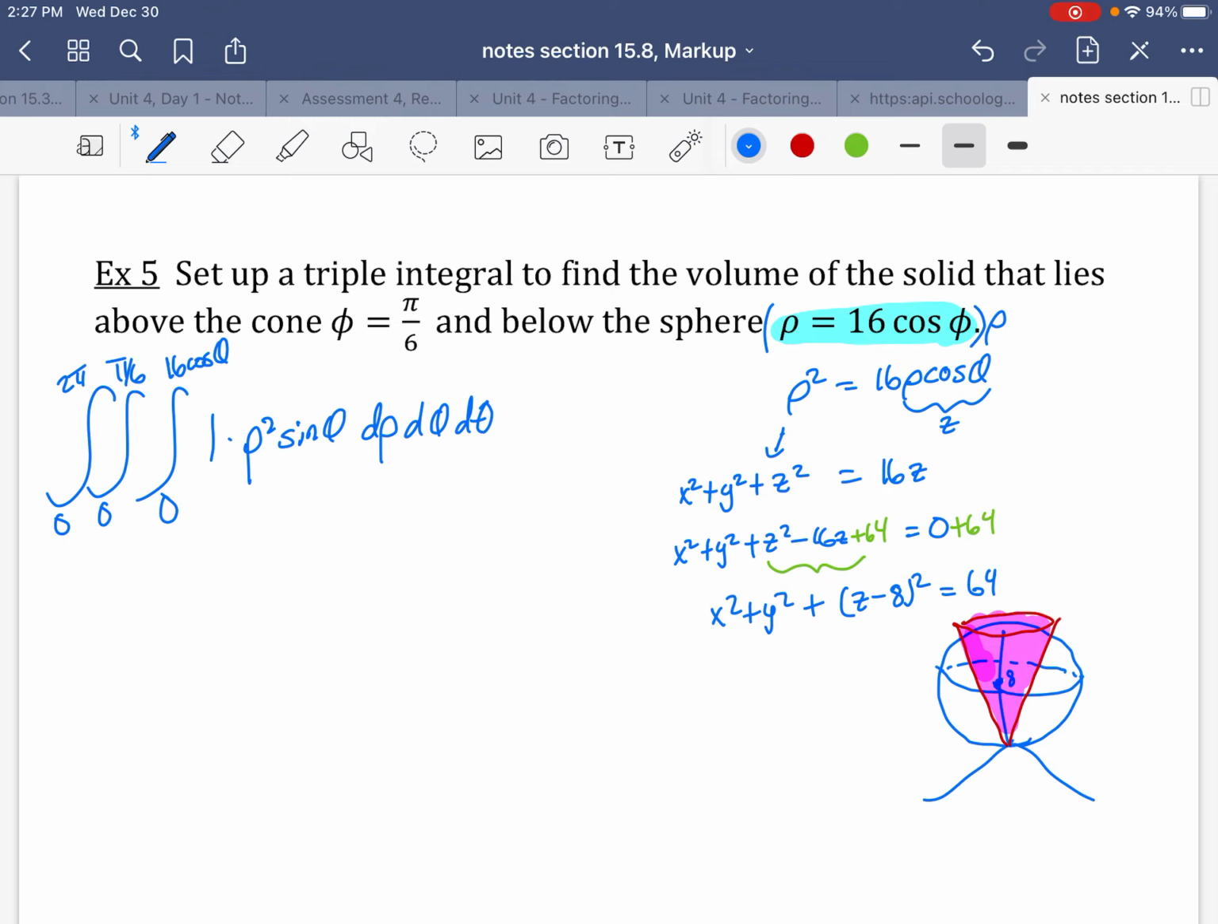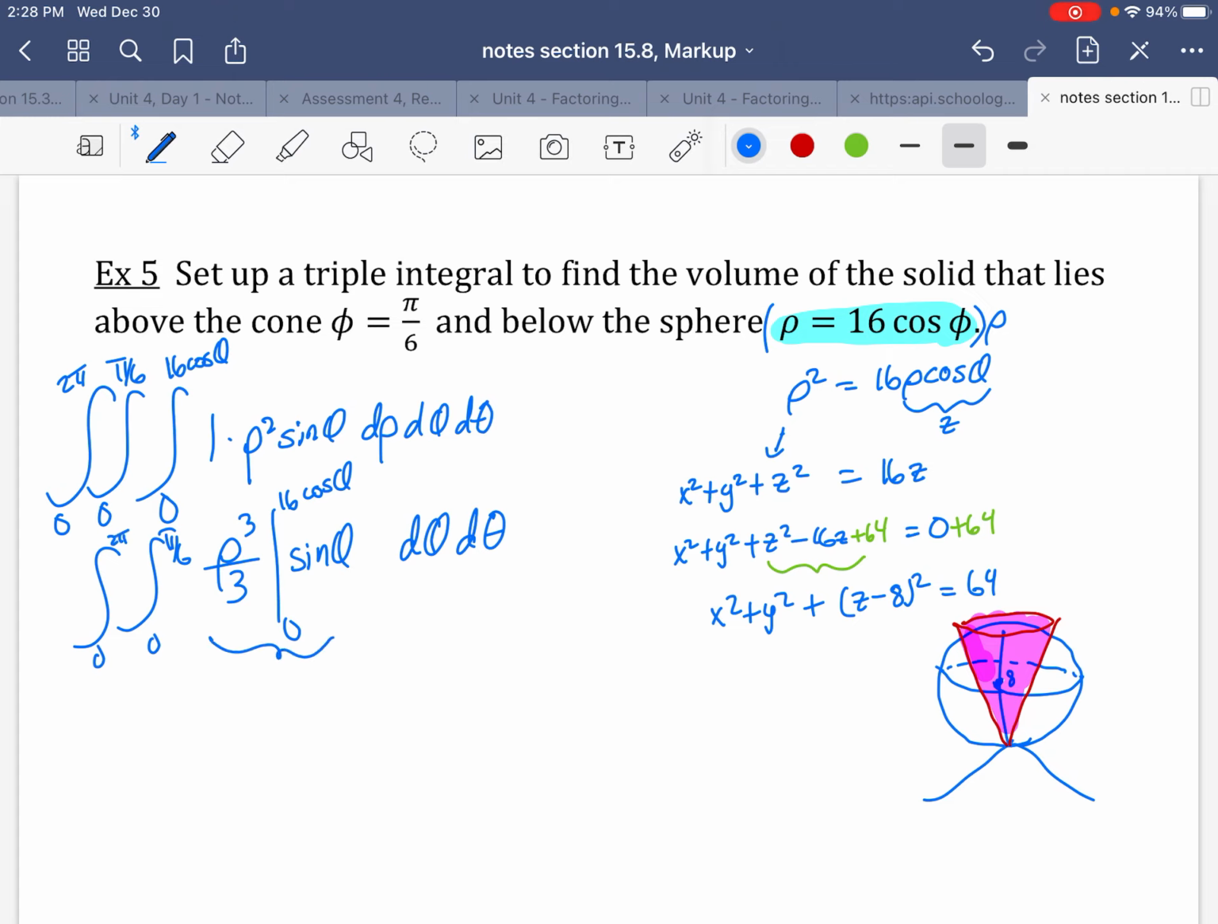So integrate this with respect to rho. I'm going to get rho to the third over 3. Sine phi is just sitting there. I have to evaluate this from 0 to 16 cosine phi. I still have d phi to do and d theta. I still have 2 integrals left to do, 0 to pi over 6 and 0 to 2 pi.